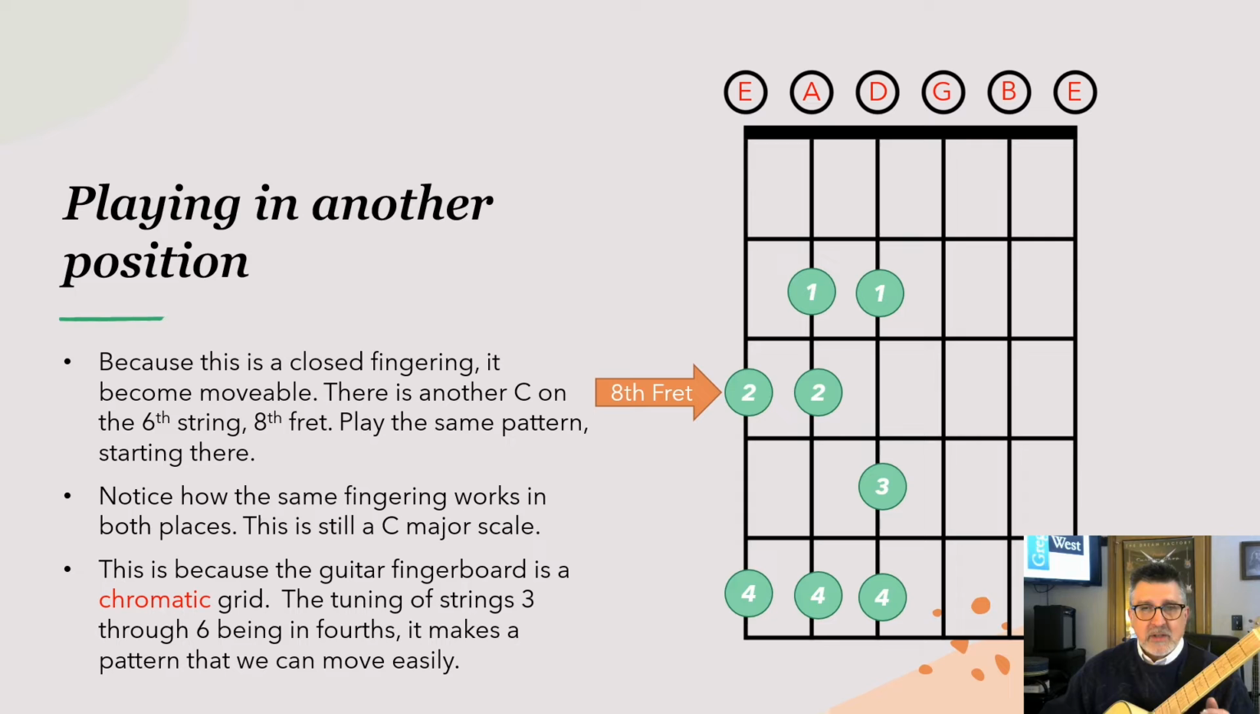In this exercise, we're going to take the pattern you just played and we're going to move it up a string, where it's going to start on the 3rd fret of the 6th string. That note is G, so we're going to make a G major scale. So we'll play it G, A, B, C, D, E, F sharp, G.